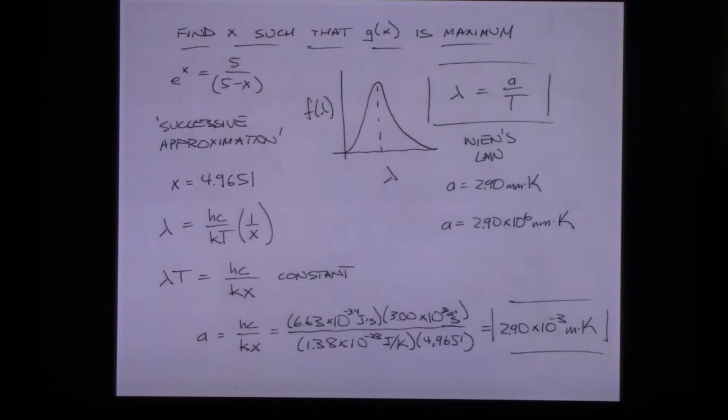So Wien's law is no longer just an experimental observation. We now have a theoretical understanding of where that's coming from. We can start with the Planck distribution and derive Wien's law.